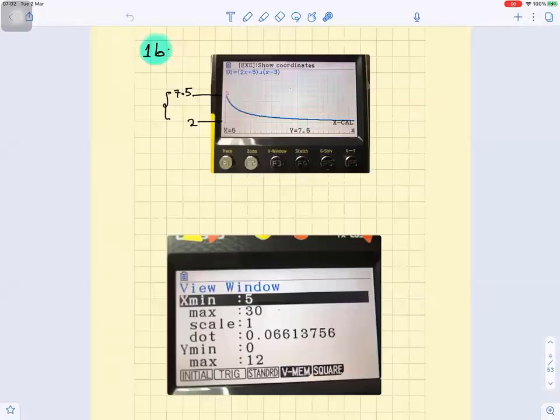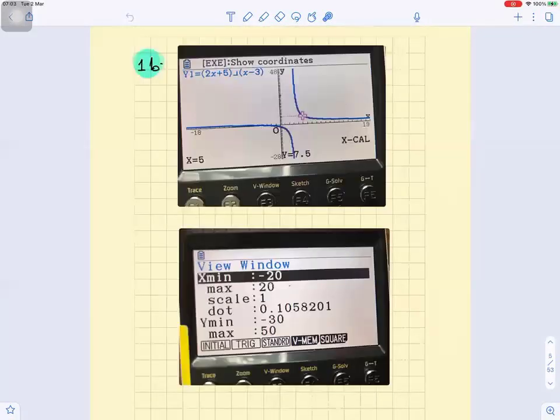And when you put the graph in your graphics calculator, use these values for x minimum, x maximum, y minimum, y maximum, so that you can see it clearly. You can see the whole graph in the calculator. If you go from minus 20 to 20 on the x-axis, and from minus 30 to 50 on the y-axis, you will see a complete graph.